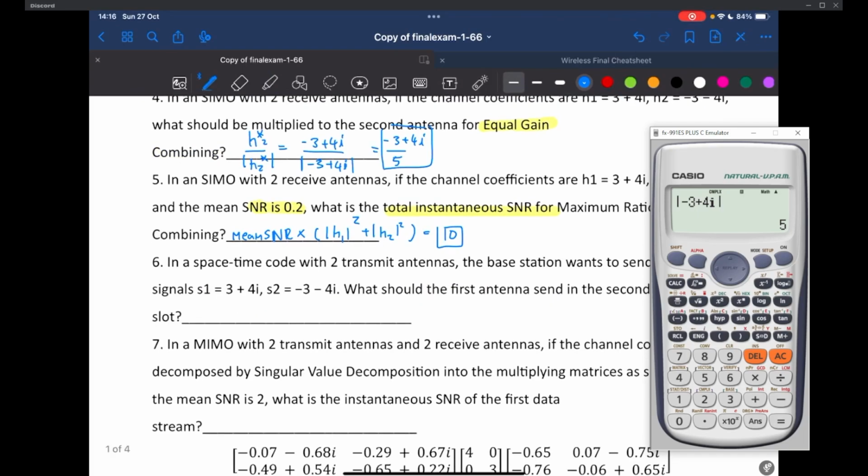Okay, so next one is called space-time code. With space-time code, we're trying to find the first antenna in the second time slot. If we check the table, I'll show you. If you check the sheet, it shows that in order to find it, it's not S1, it is S2. So S2 conjugate negative. What you have to do is just take the negative conjugate of this one, which would give you 3 minus 4i.